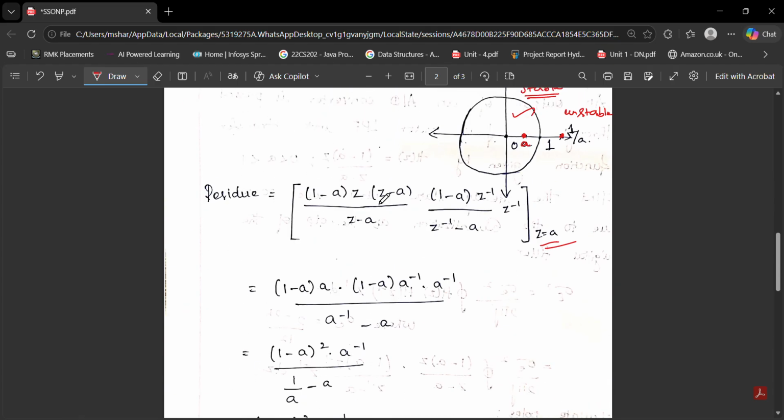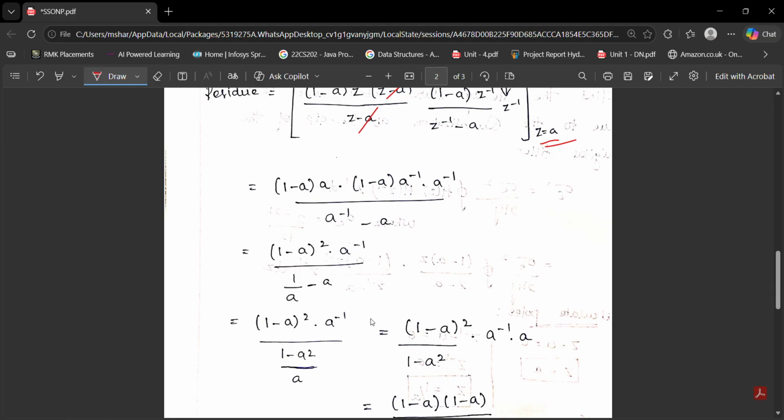So I will be multiplying it with z minus a. Here z minus a and z minus a will get cancelled, and inside this equation, wherever z is there, I will be substituting the value of z as a. So 1 minus a will come here as such, z value is a, so z inverse will be a inverse, and this z inverse will also be a inverse minus a.